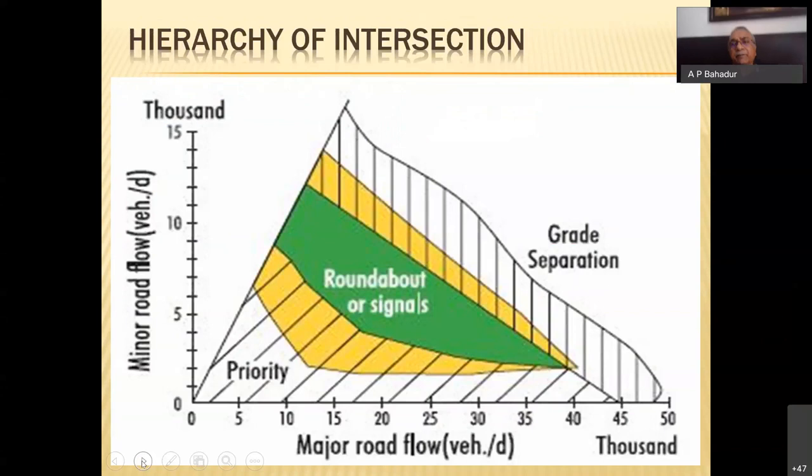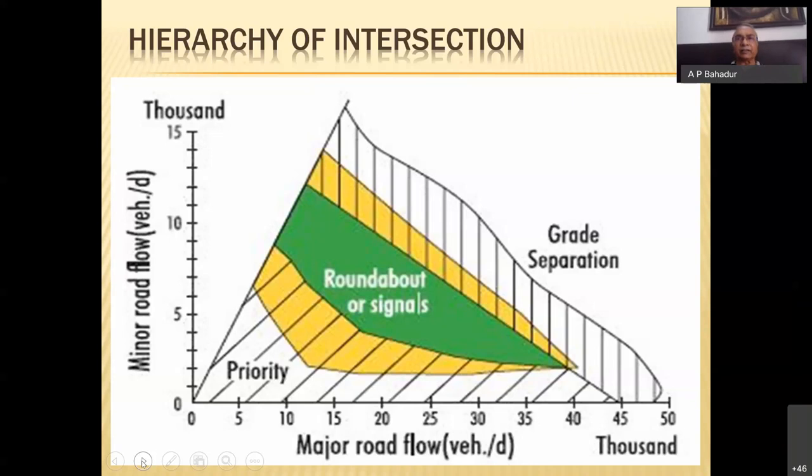Now, an important component of safe design is the intersection. As you can see here, intersections also have a hierarchy, from the lowest category to the highest category. The lowest category is the priority intersection. Priority intersection means that if a side road is meeting a main road or a higher category road, then the vehicle on the higher category road has priority over the vehicle on the lower category road.